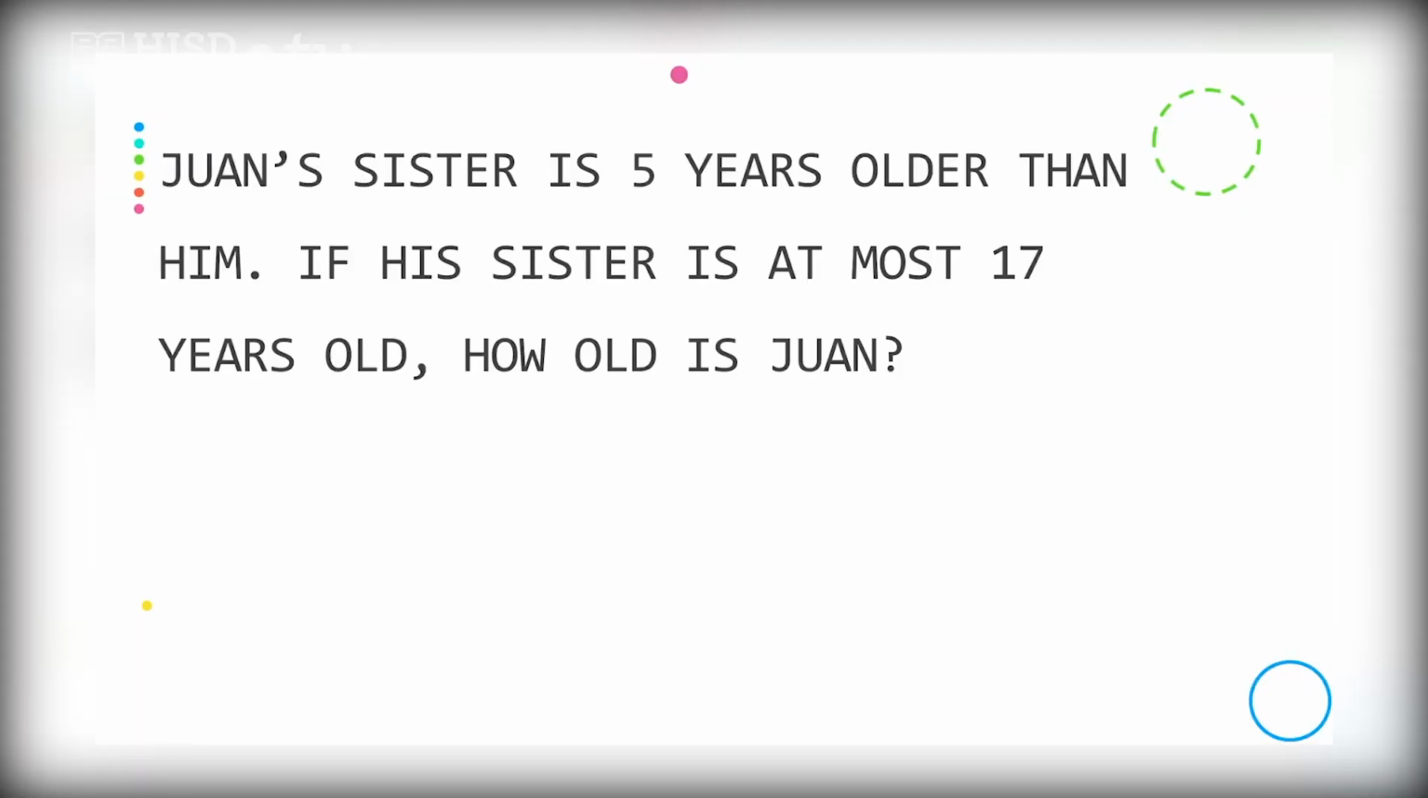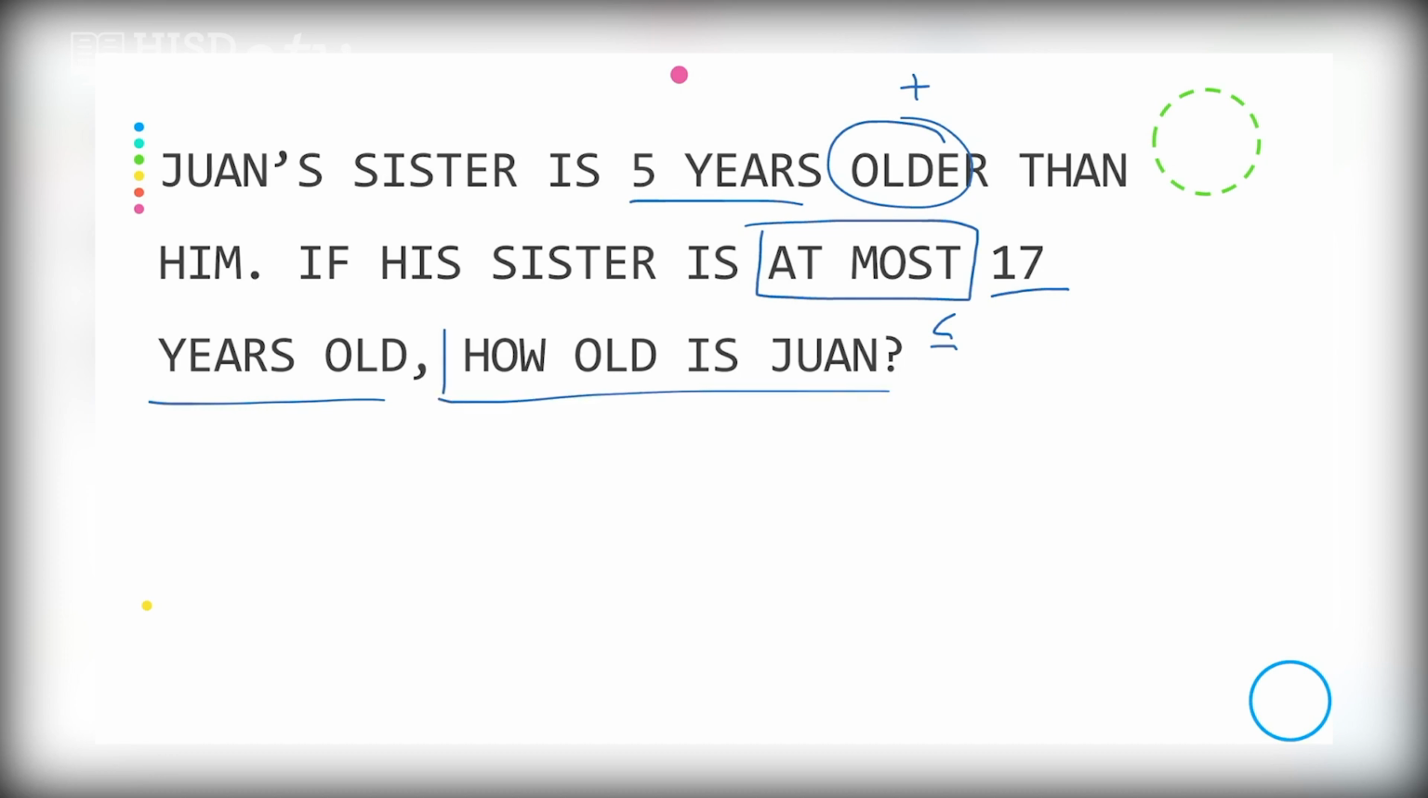This problem says that Juan's sister is 5 years older. That means greater than, or we can put the plus sign, than him. If his sister is at most, this is another keyword, and we are going to represent this at most with the less than or equal to symbol, 17 years old, how old then is Juan?